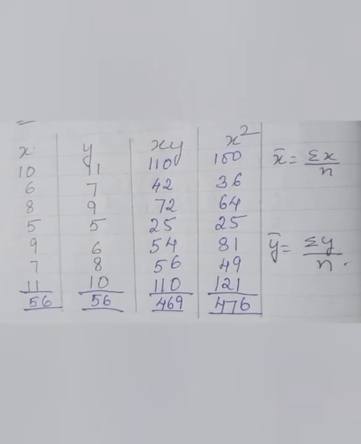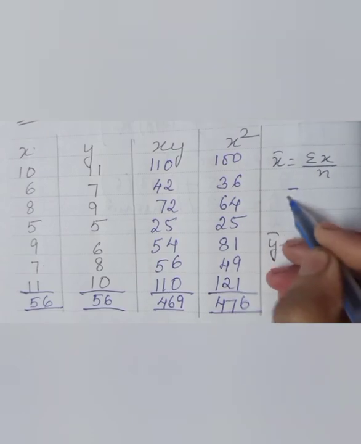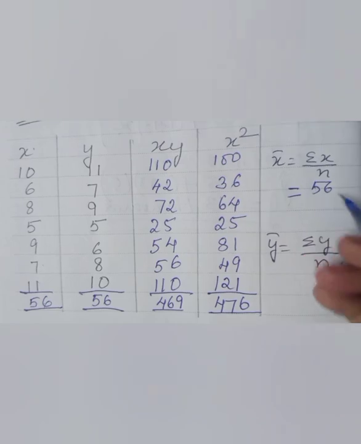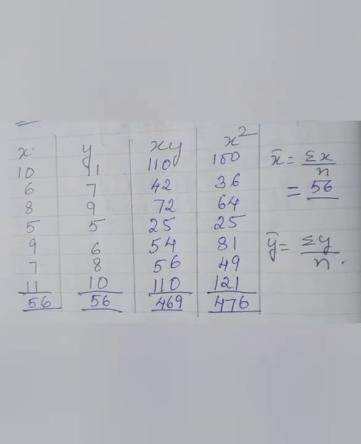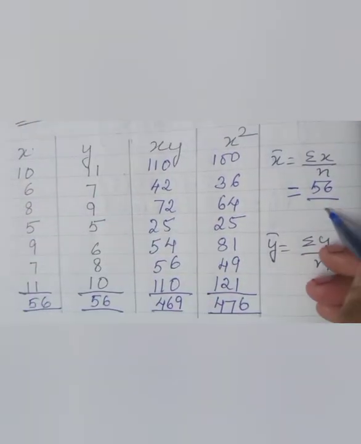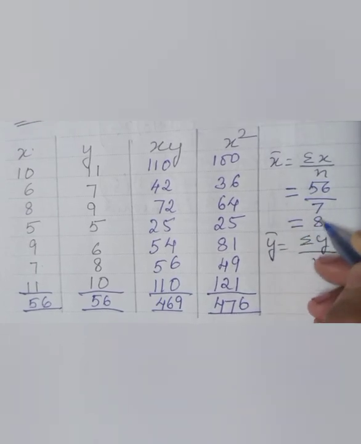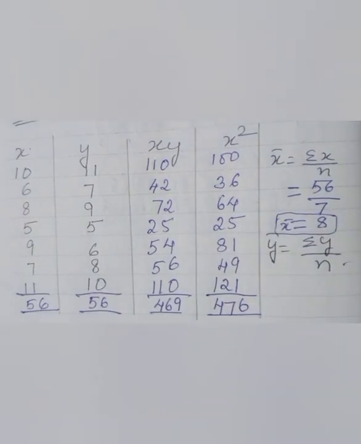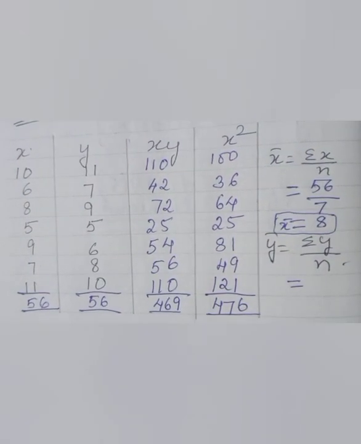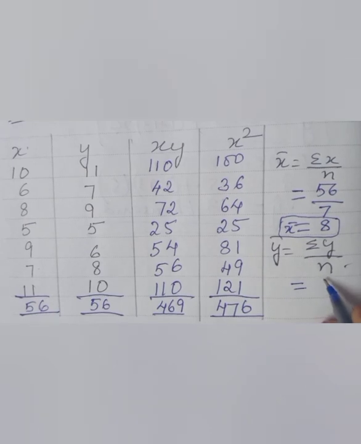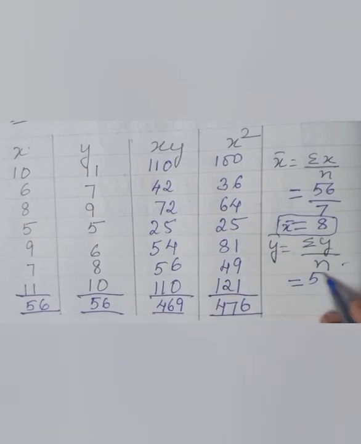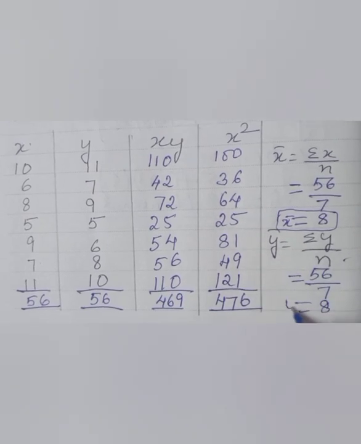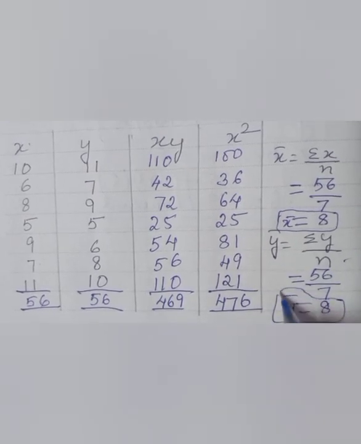Now what is our next step? Find x bar. So now what is x bar? X bar will be sigma x, which is 56, divided by the total numbers, which are 7. So 56 by 7 you will get as 8. So this is the value of x bar. Now find y bar. What is y bar? Sigma y is 56. N is 7. So again you will get 8 and this is y bar.